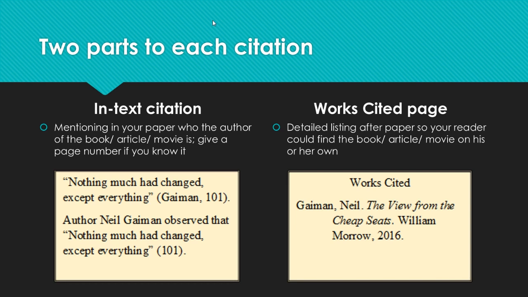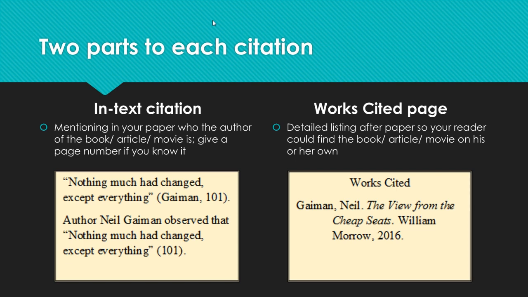The first is the in-text citation, where you're actually explaining and writing the text of your paper. You want to give your author's name, and if there's a page number, say what page it came from. These two examples are from Neil Gaiman, a quote that was taken from his book, The View from the Cheap Seats. So you'll see that I've got quotation marks, "nothing much had changed except everything." Then the author's name, Gaiman, comma, the page number, the parentheses, and the period.